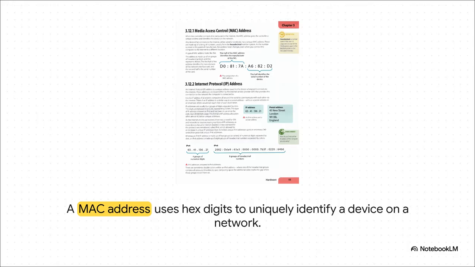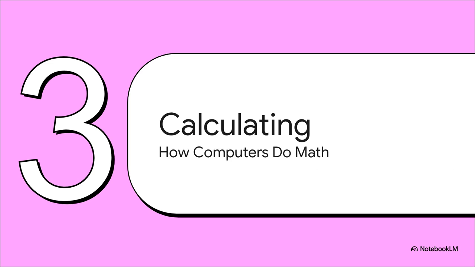And here's a perfect real-world example. Every single device connected to your Wi-Fi, your phone, your laptop, your smart fridge, has a unique ID called a MAC address. That code, written in hex, is how your router knows exactly where to send that funny video you're trying to watch. Okay, so we've got a language, we've got a shorthand to make it readable.